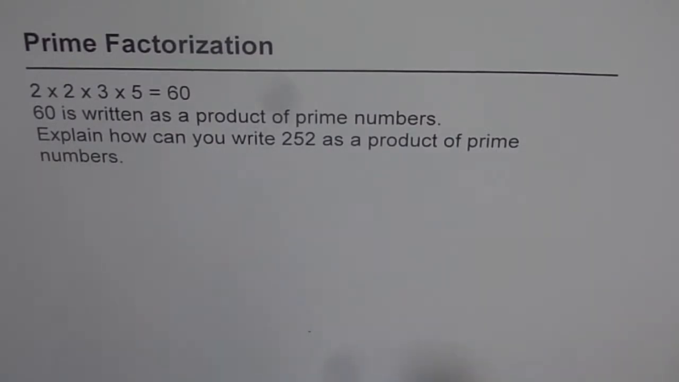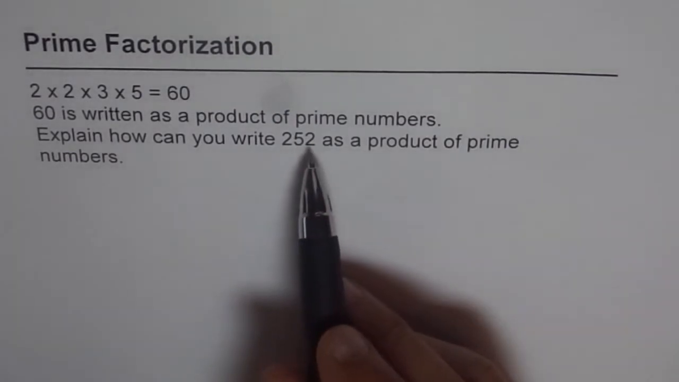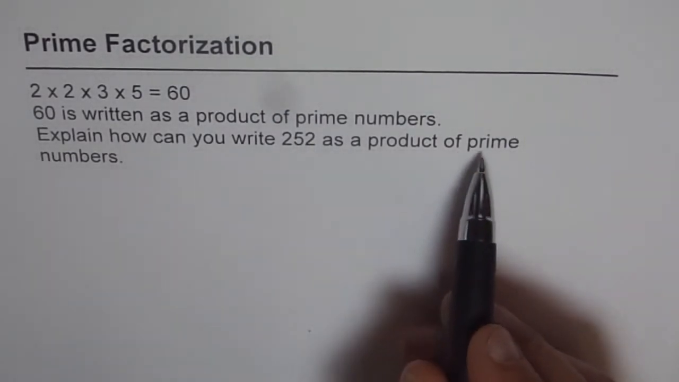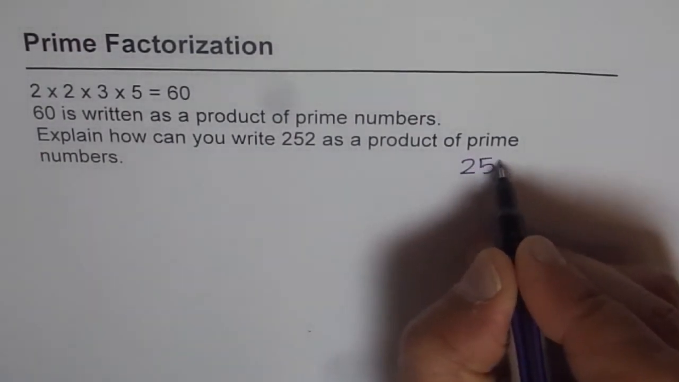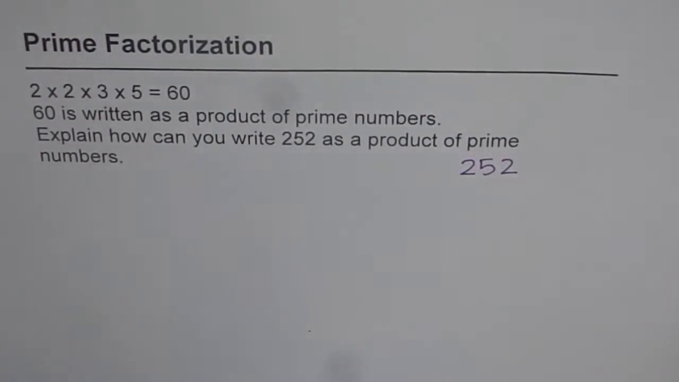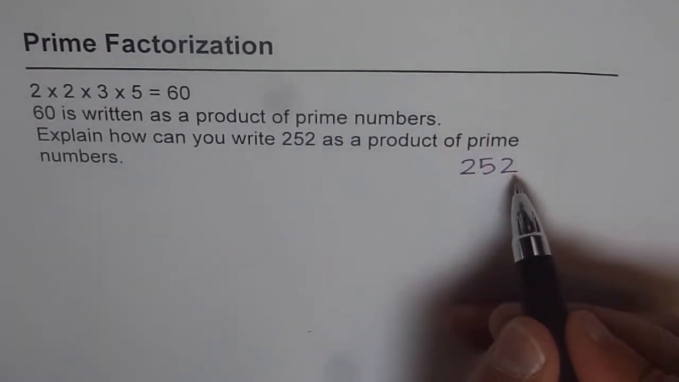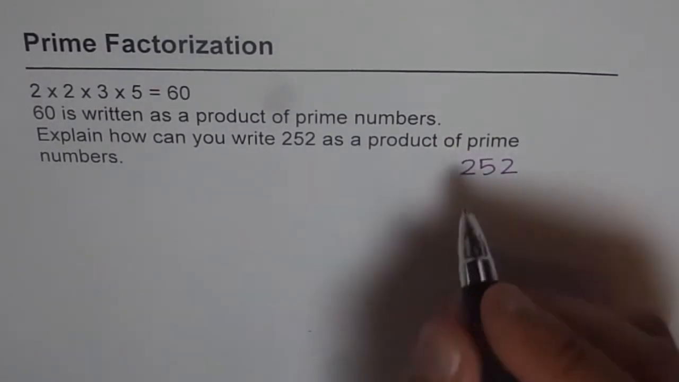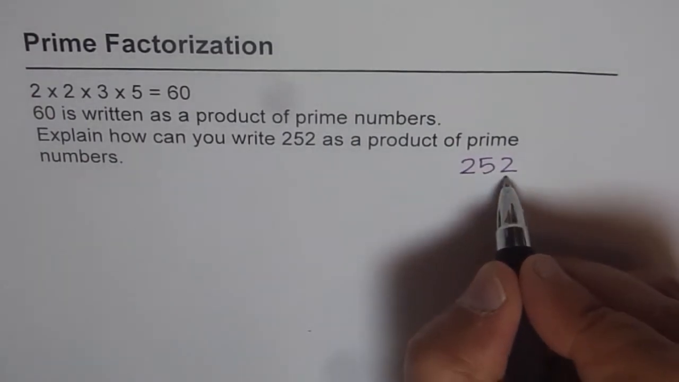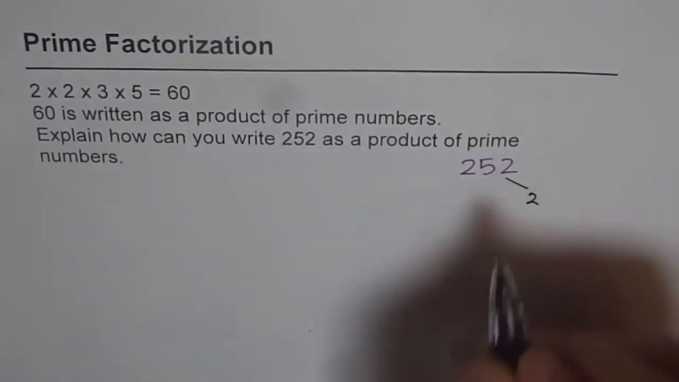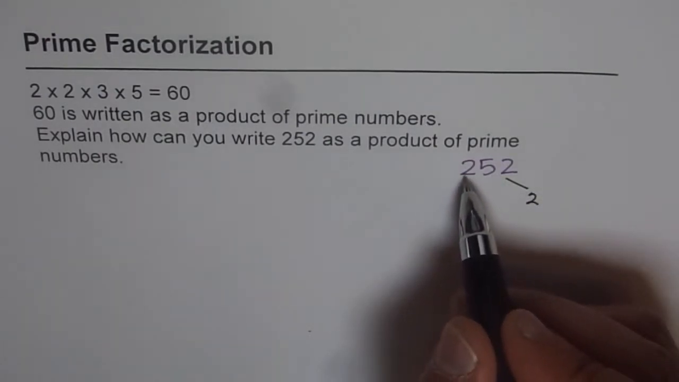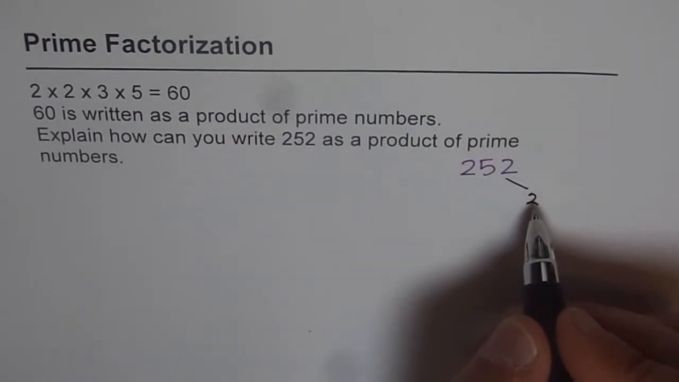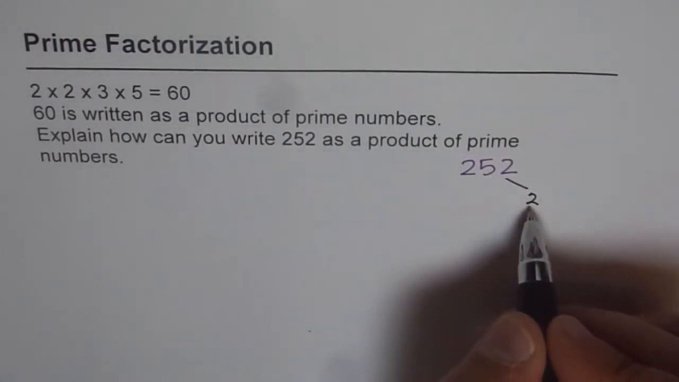Now here, let us see how to write 252 as a product of prime numbers. Write down the number itself first. The number is 252. Start with the number. So this is an even number. You can always divide it by 2. Let's say this is 2 times what? If you don't know what 2 times what number will give you 252, you can divide 252 by 2.